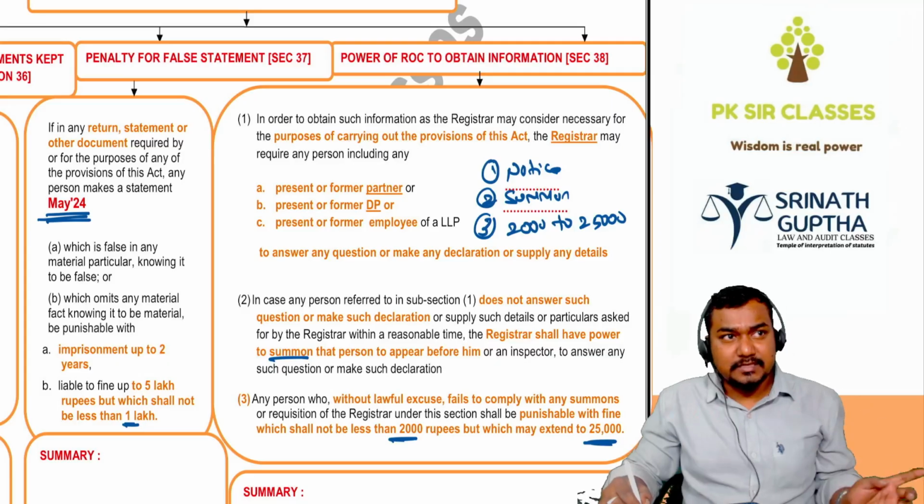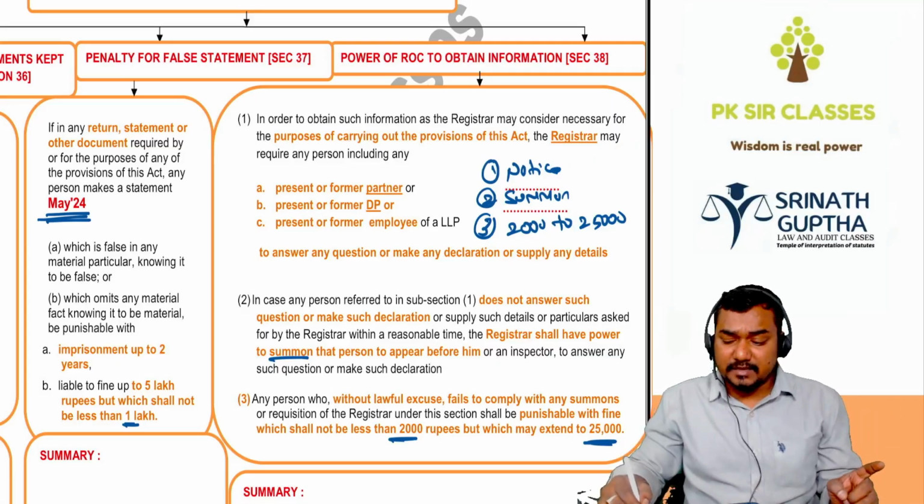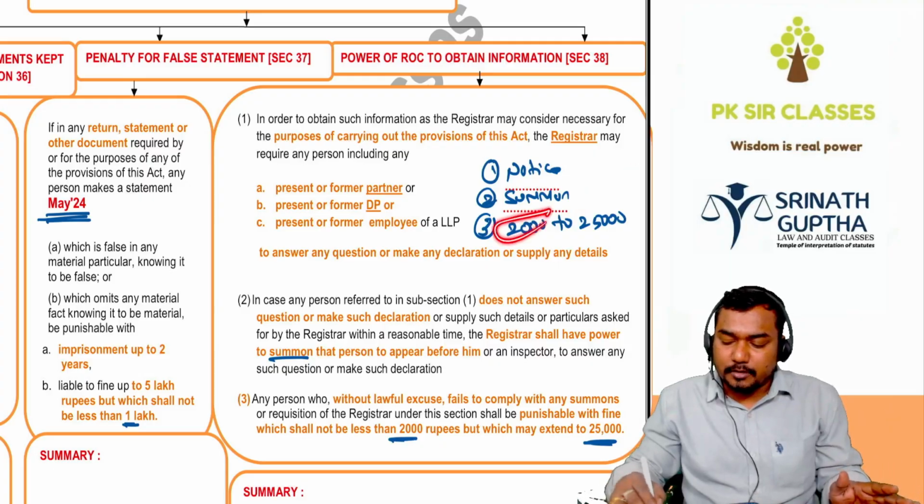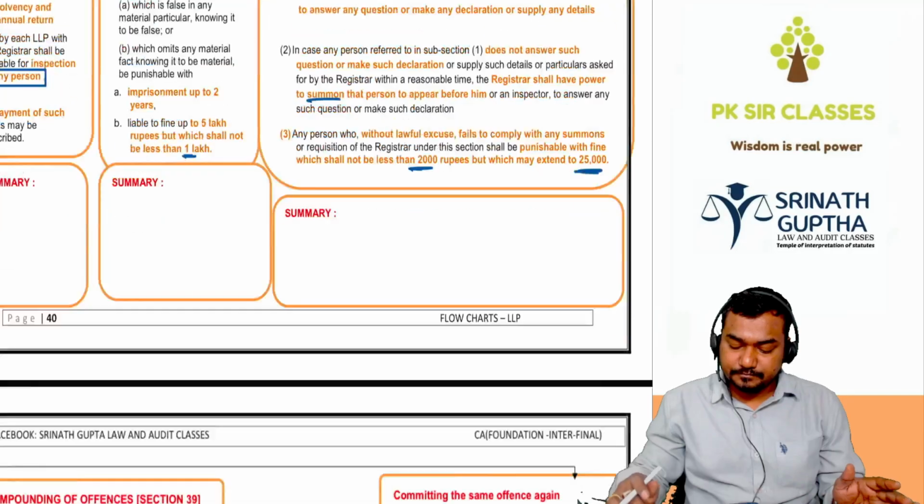If the ROC gives a notice and you do not respond, the ROC issues a summons and you do not go to the ROC office either, then you will be punishable with a fine of 2,000 rupees to 25,000 rupees.